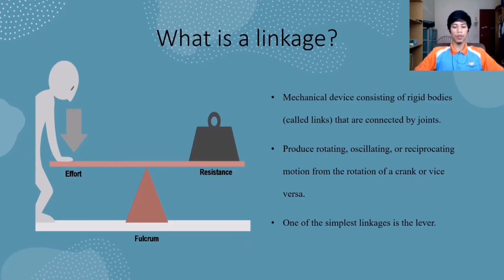So, what is a linkage? A linkage is a mechanical device consisting of rigid bodies called links that are connected by joints. The function of a linkage is to produce rotating, oscillating, or reciprocating motion from the rotation of a crank, or vice versa. One of the simplest linkages is the lever, which is a link that pivots around a fulcrum which is attached to the ground or a fixed point.